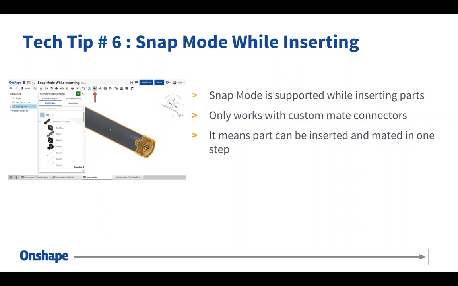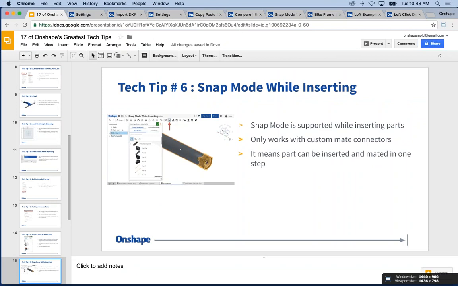Now, there's a few caveats. The first and most important is this only works with custom mate connectors. So you have to create a mate connector in the parts that you want to insert. And then with snap mode on, when you start to insert parts, it will automatically grab that mate connector and try and attach it to the parts that you may have in your assembly. So again, it means parts can be inserted and mated in a single step. So let's jump into an example of this.